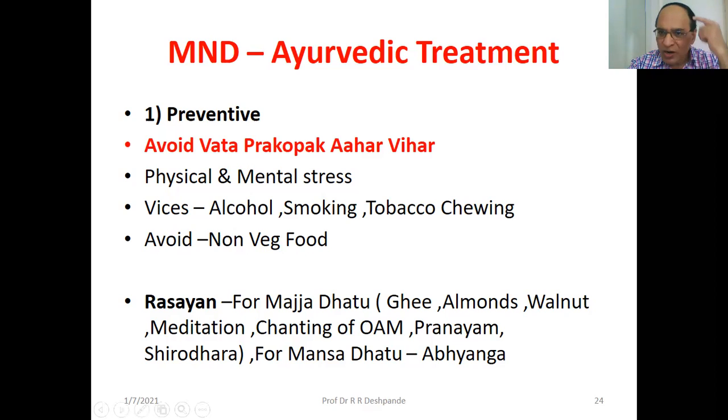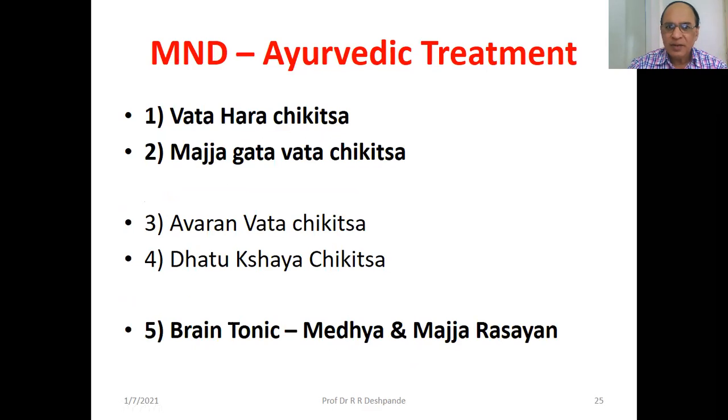Then almonds and walnuts are very good for Majja Dhatu. Meditation, chanting of Om mantra, pranayam, breathing exercises, and Shirodhara are very good treatment for all neurological problems. Go to the Ayurvedic hospitals, go to the Ayurvedic Vaidya, do the massage, everything. Then for Mamsa Dhatu, Abhyanga is good. Oil massage is very good for muscles. Vata Hara Chikitsa, Majjagata Vata Chikitsa: these are words known to Ayurvedic doctors and Ayurvedic students. Avarana Vata Chikitsa and Dhatu Kshaya Chikitsa.